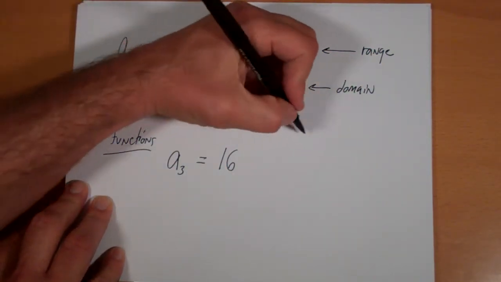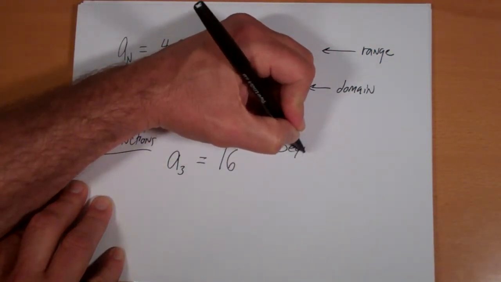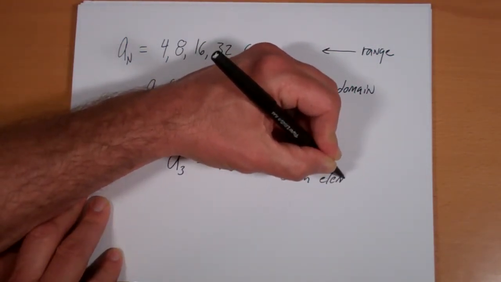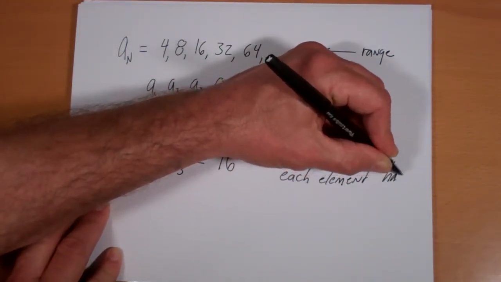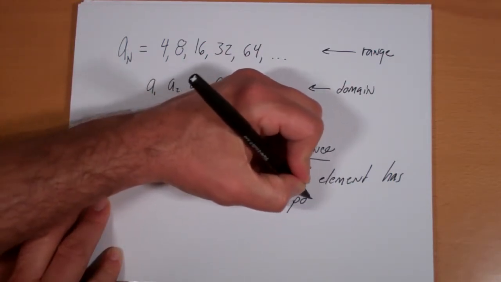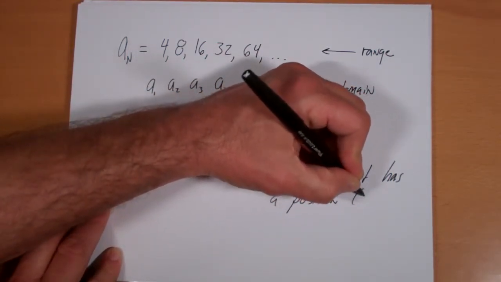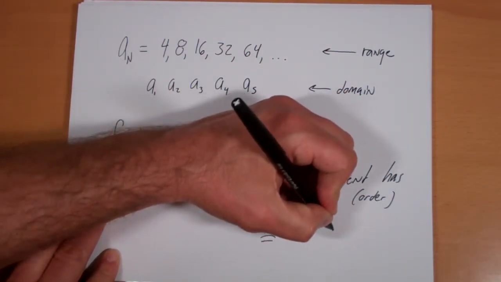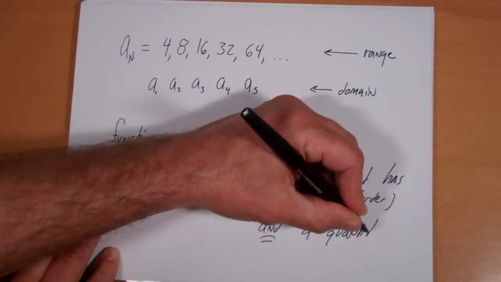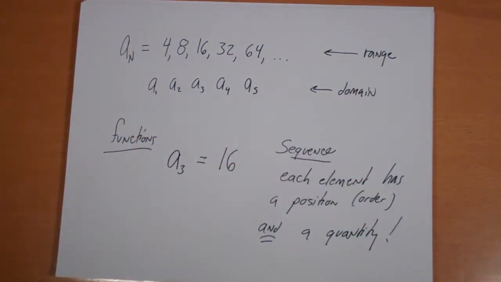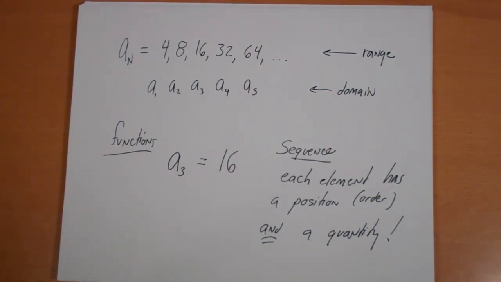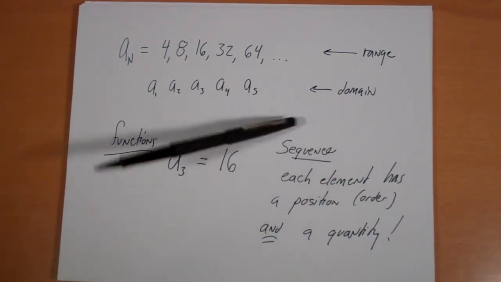So here's the key to a sequence. Each element has a position, or you can think about it as an order, and a quantity. And that's the introduction to sequences and series. The next thing we'll talk about is some other facts.